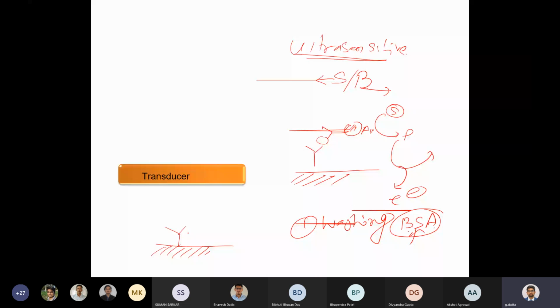So that BSA will adsorb on your surface. This is a very small molecule, almost 1,000 times or more smaller than the target. So they will cover the unoccupied surface. What happens? The secondary antibody, that is golden, will not get any space to bind on the surface.